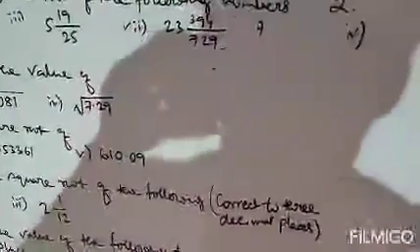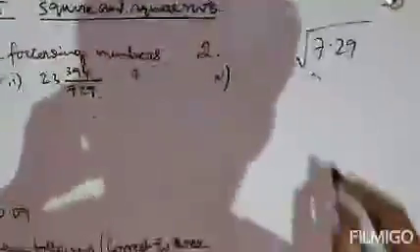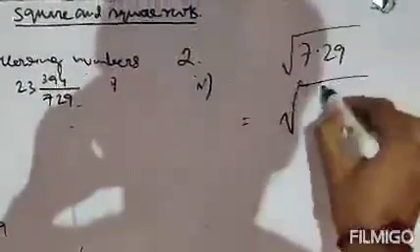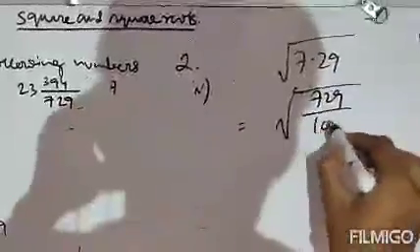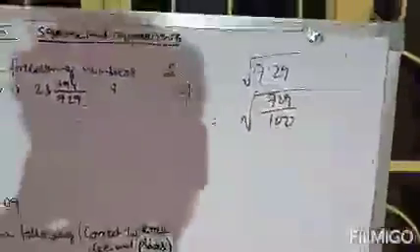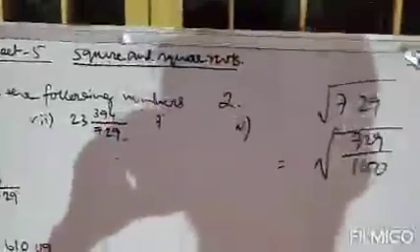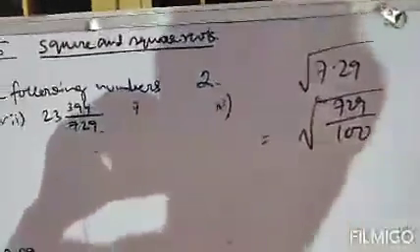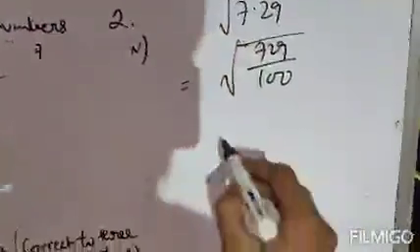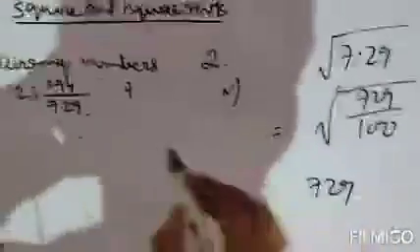Next, question number 4, 7.29. You have to find out the square root of 7.29. So just the same, omit the decimals. 729 divided by 100, because after the decimal there are 2 digits, therefore we have to add 2 zeros. Then find out the square root of 729. You already found the square root of 729 here.